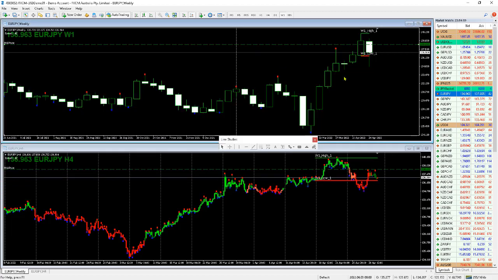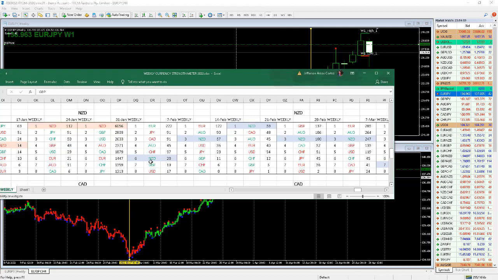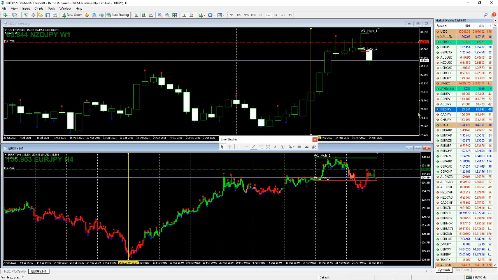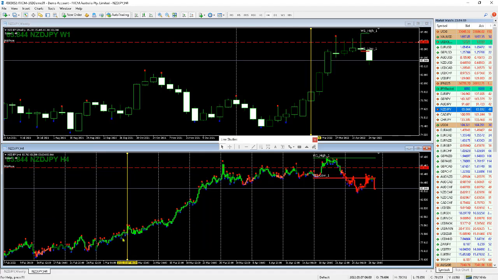So if I look at the 7th of March on the New Zealand scenario, there it is, 7th of March is over there. If I look at New Zealand, New Zealand yen is telling me over here that there is quite a potential. The yen is very, very weak. So I'm looking over there, and there it is. New Zealand yen is in a perfect scenario.